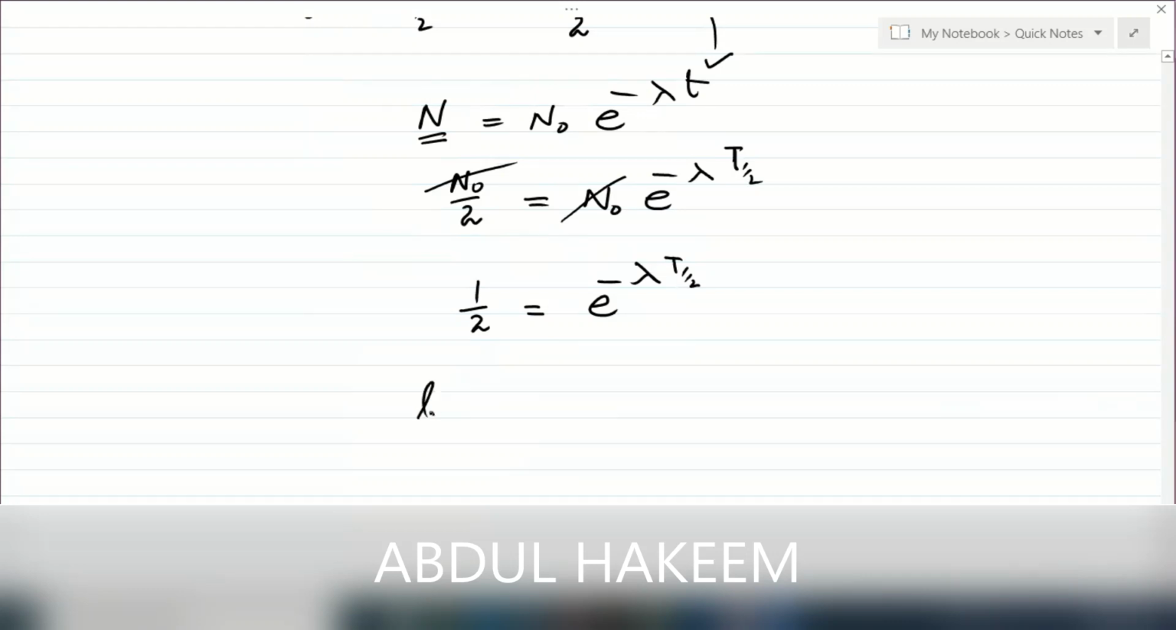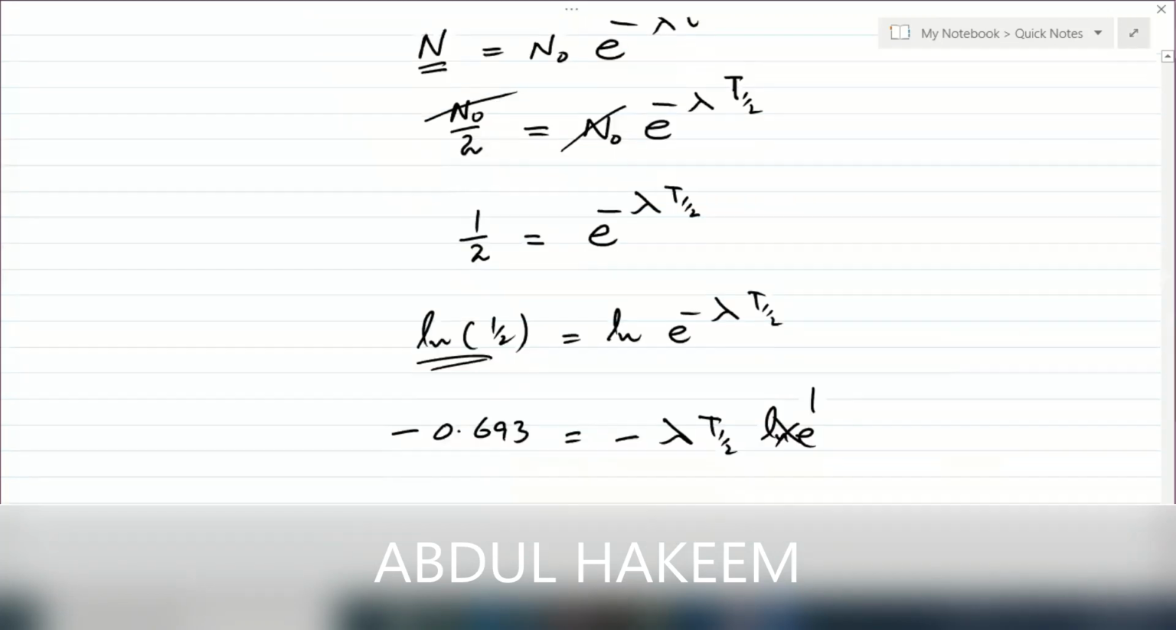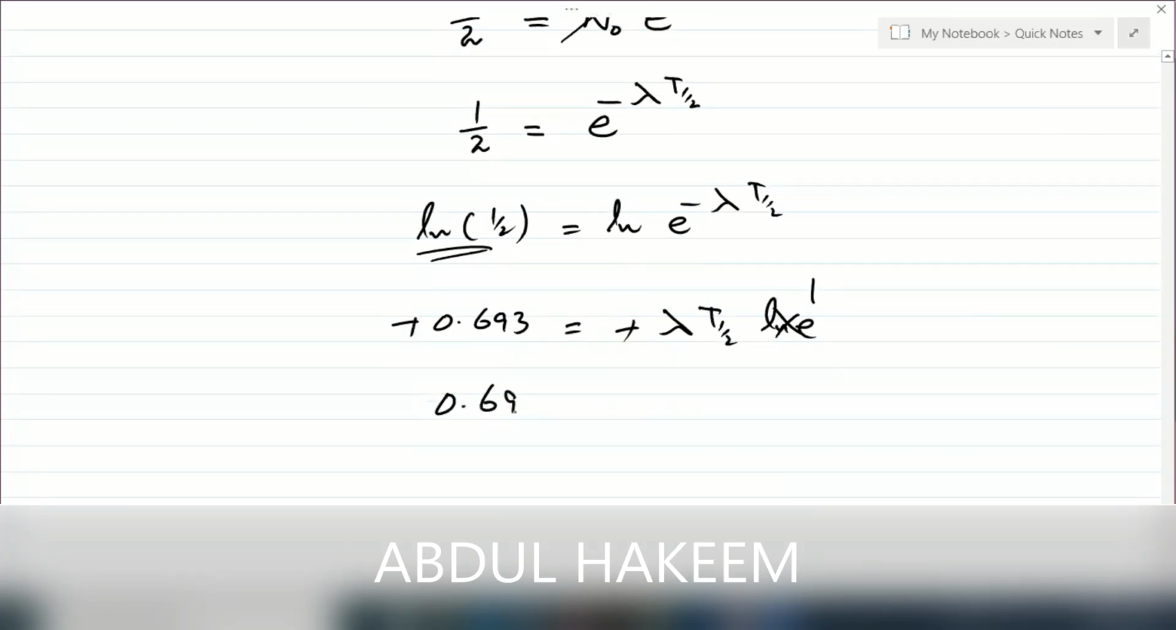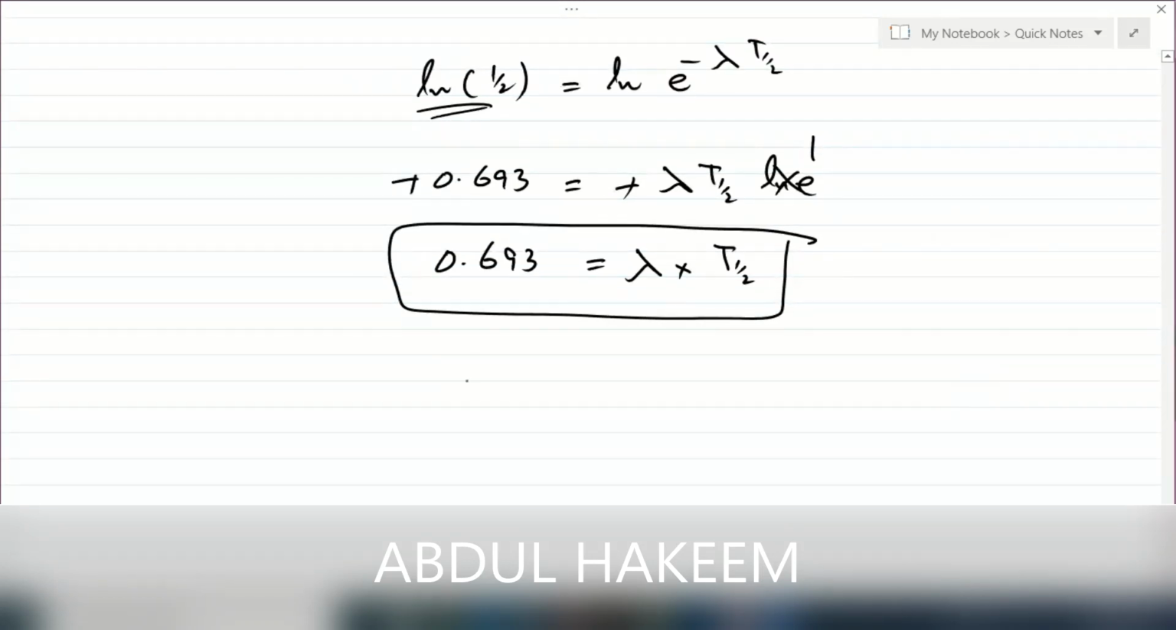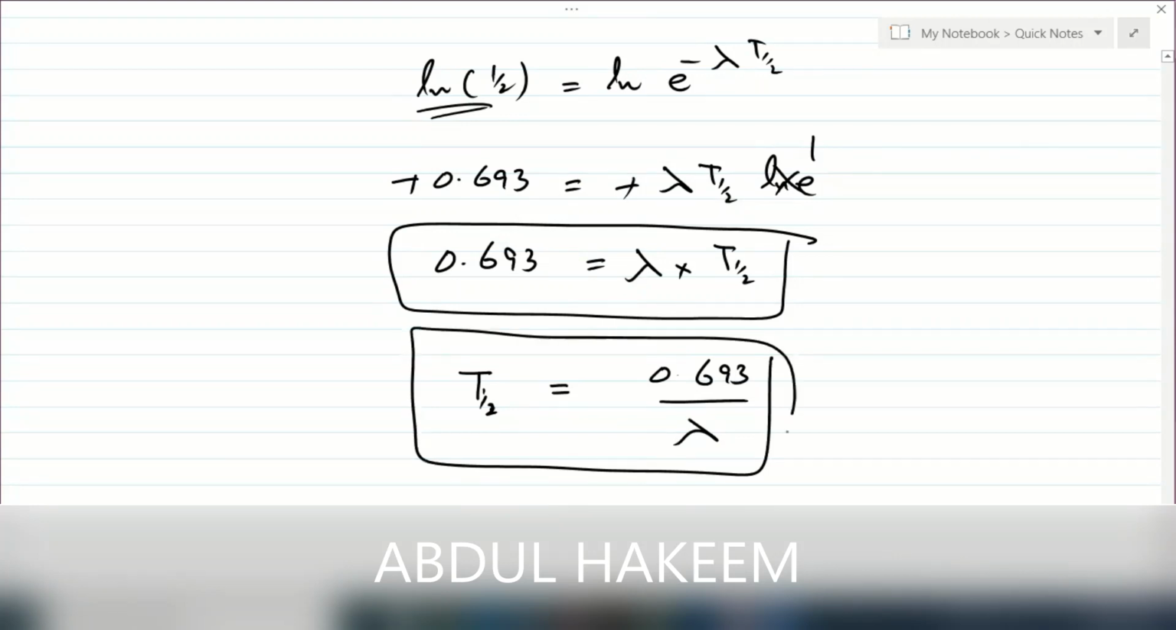So when ln is taken on both sides, ln of 1 by 2 is minus 0.693, and the right side becomes minus lambda times half-life times ln e. ln e is 1, and the minus cancels. So the product of the decay constant and the half-life for all radioactive nuclei is constant, which is 0.693. It means the half-life is equal to 0.693 divided by lambda. So this is the formula for the half-life: 0.693 divided by the decay constant is equal to the half-life.